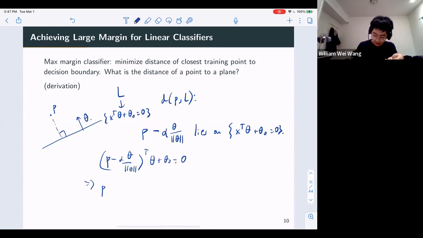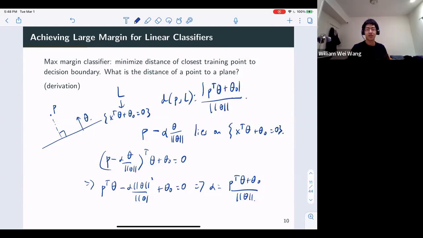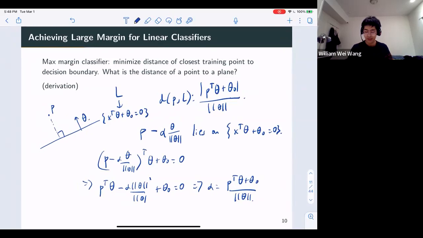So then this will imply, okay, let's do some simplification. Minus alpha times the square norm of theta divided by norm theta. Remember, theta transpose theta is the square norm, equals 0. And this implies that alpha, if you do the algebra, would be P transpose theta plus theta naught over norm theta. So let's just say the distance would maybe be a signed version of this, or unsigned version of this. So let's take the absolute value over norm theta.